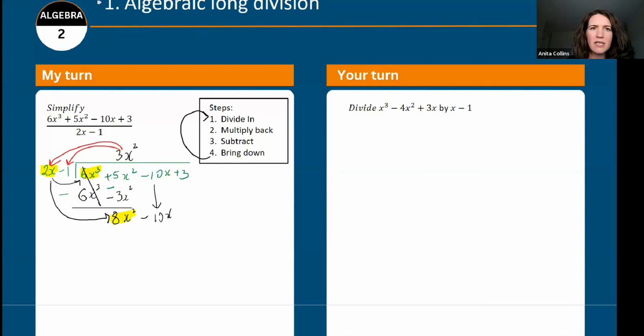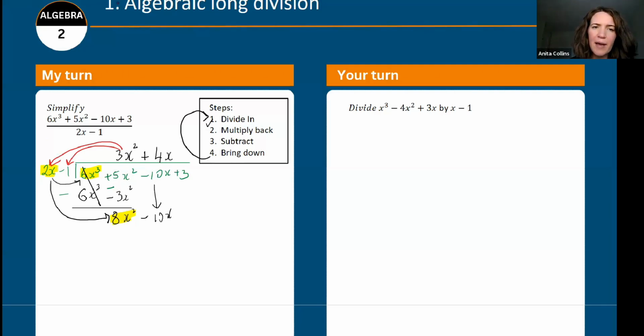2x divided into 8x squared, or if you prefer, 2x times what gives 8x squared? Positive 4, x times x gives x squared, right? So we've done the dividing step, we need to multiply back.